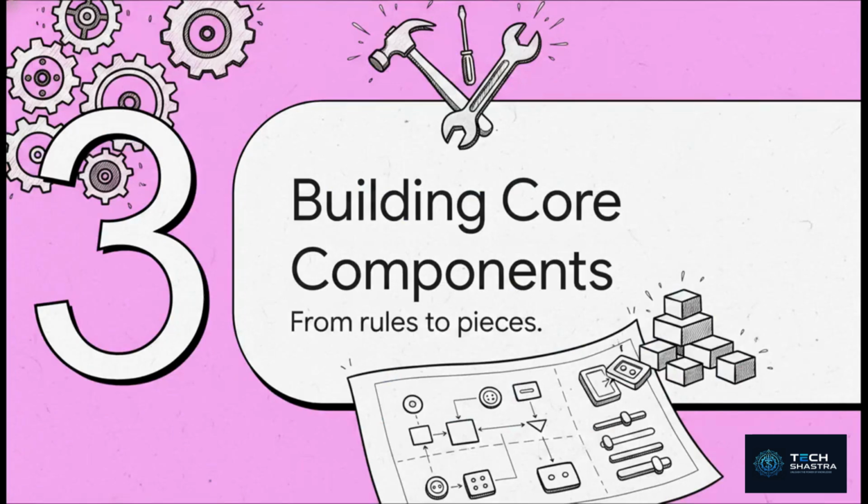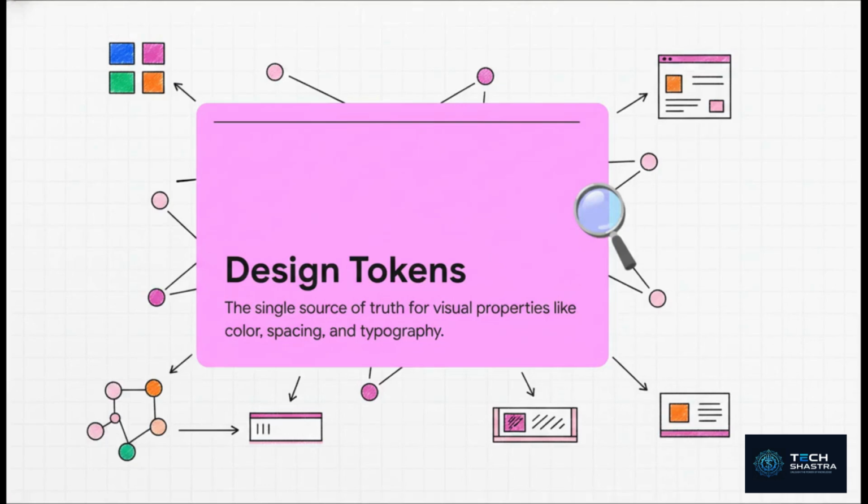And now we get to the really fun part. We've done our homework, we've got our blueprint. It's finally time to start building the actual tangible pieces of our system. We're going to start at the absolute smallest level with something called design tokens. Now, don't let the name intimidate you. Think of these as the DNA of your design. A token isn't the color blue itself, it's a name, like color brand primary, that points to a specific color code.